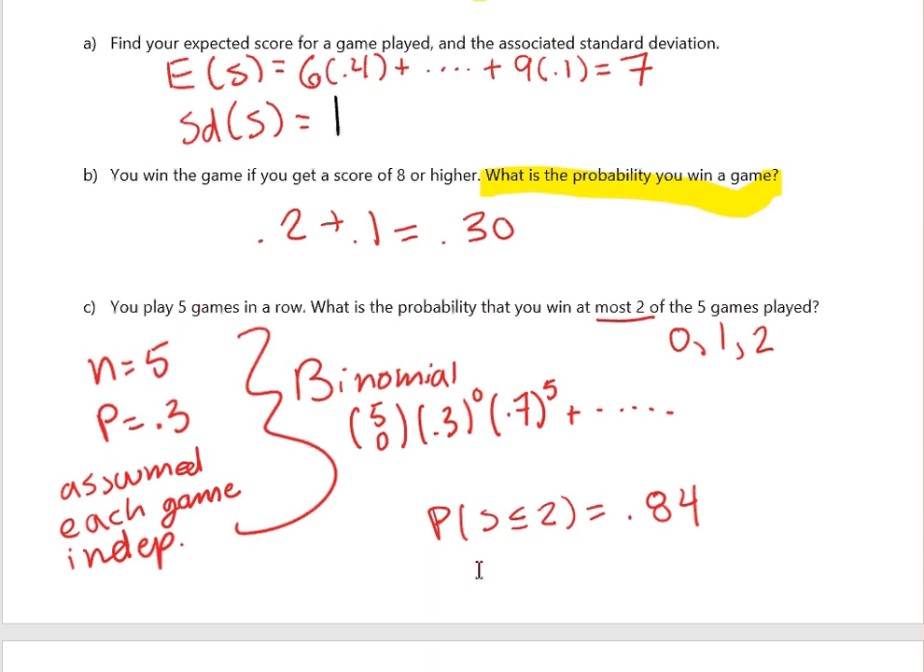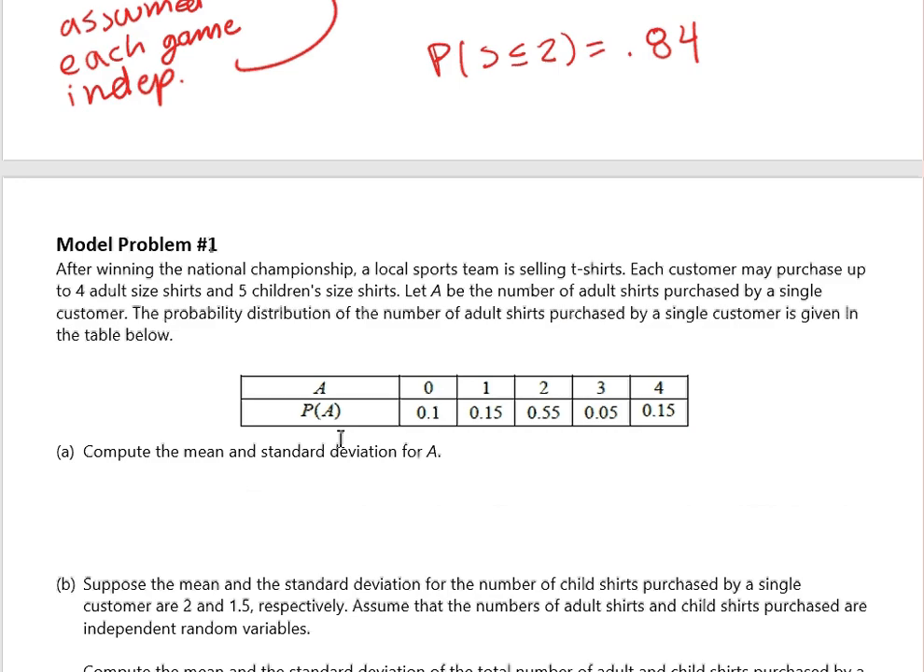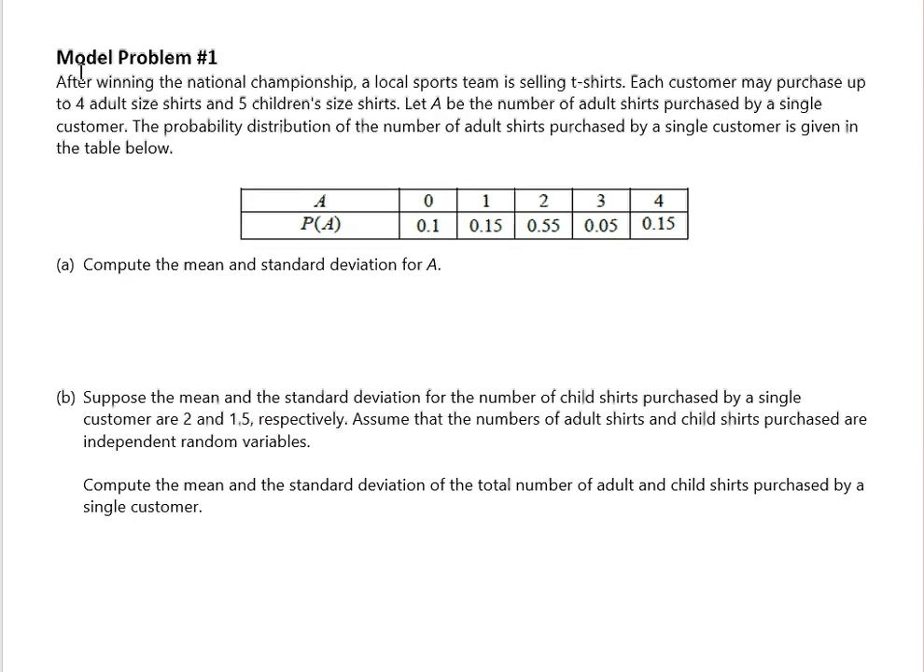After winning the national championship, a local sports team is selling t-shirts. Each customer may purchase up to 4 adult-sized shirts and 5 children's shirts. Let A be the number of shirts purchased by a single customer. The probability distribution for the number of adult shirts is given below. Okay, so we want to compute the mean and the standard deviation. So mean means that we would like the expected value of adult shirts.